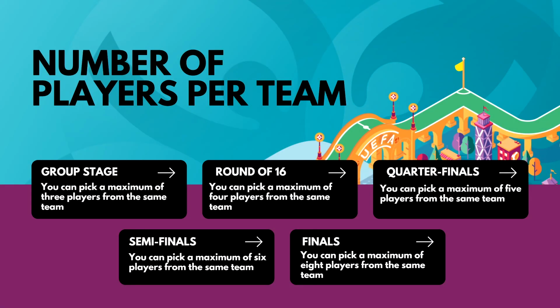Now there's also a limit on how many players you can select from one national team. This limit changes as the tournament progresses. So just to make it clear, guys, for the group stage, you can pick a maximum of 3 players from the same team. For the round of 16, you can pick a maximum of 4 players from the same team. For the quarterfinals, it is a maximum of 5 players from the same team. That number goes up to 6 when it comes to the semi-finals. And for the final, you can choose up to 8 players from the same team. Guys, as a rule of thumb, it is better to spread your squad among different teams, as it gives you a higher chance of scoring more points just in case a team fails.